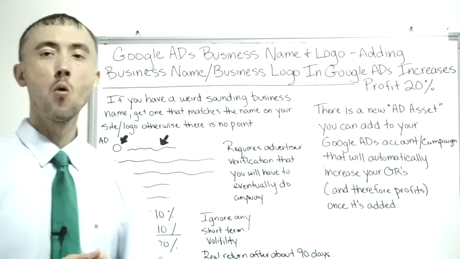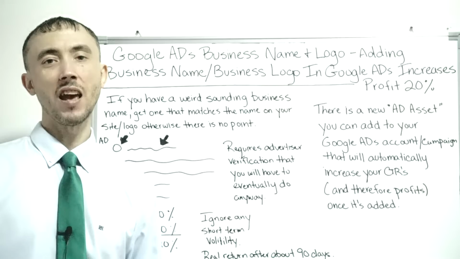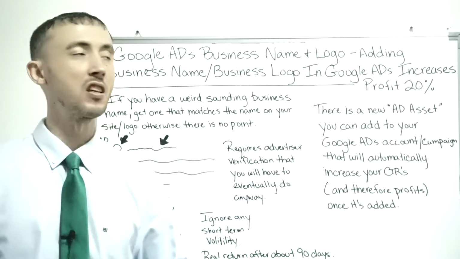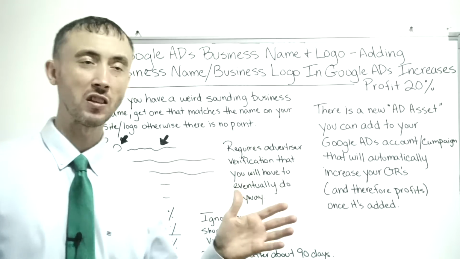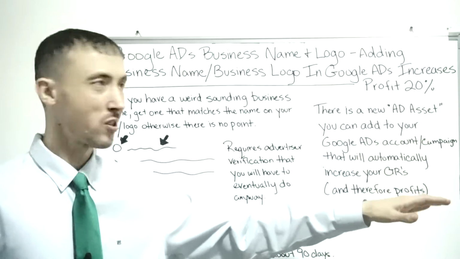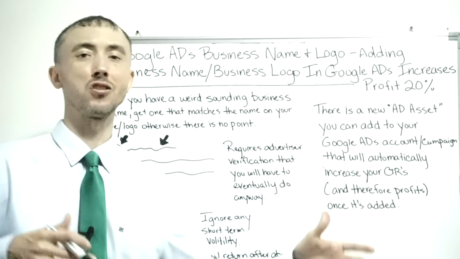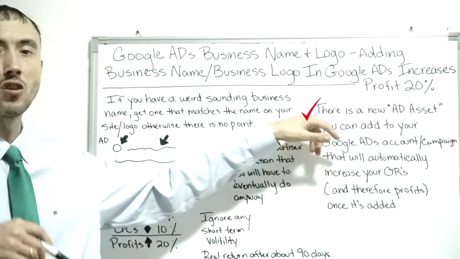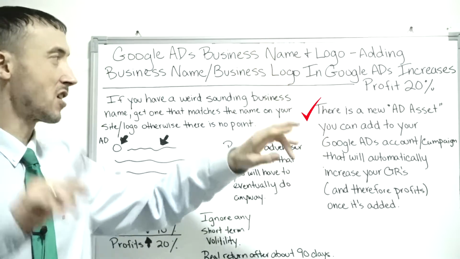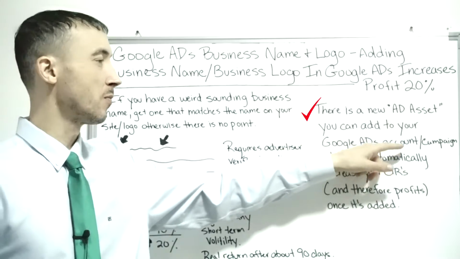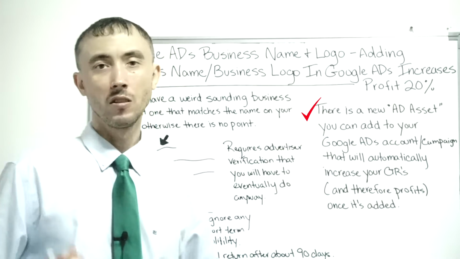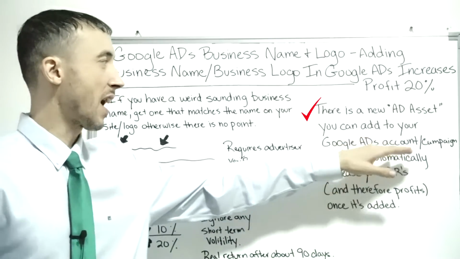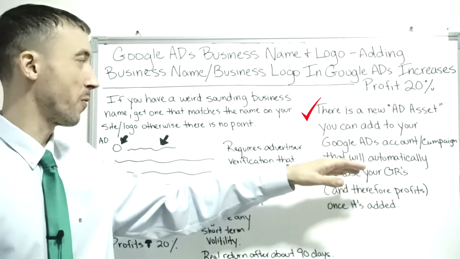That's ad assets. Why Google changed this to ad assets instead of ad extensions, which they've called it for 15 years, I don't know, because ad extensions makes a hell of a lot more sense, but ad assets is the same thing. It's just what Google calls it now versus before. But anyway, there's this new ad asset, or ad extension, you can add to your Google Ads, like a site link or a callout extension, that you can add to your account or campaigns, or technically both.